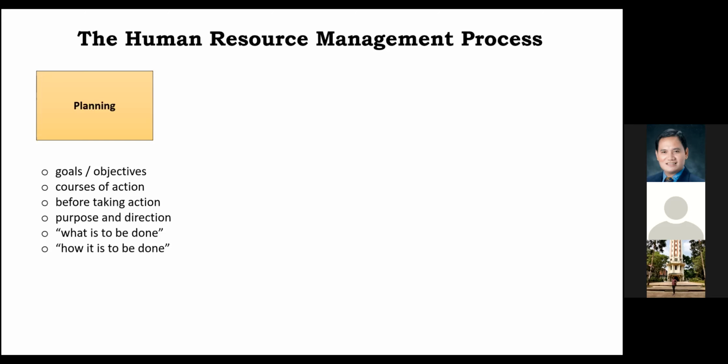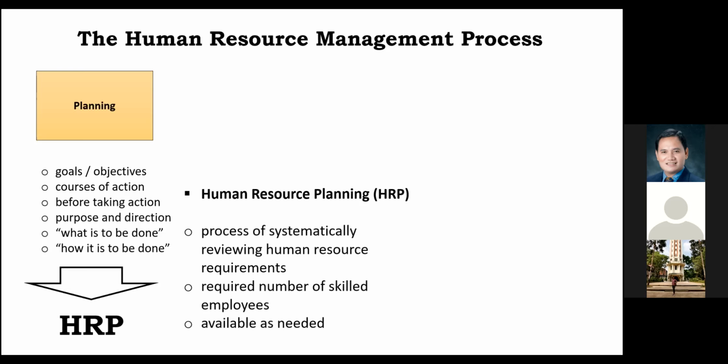So how does this planning apply to human resource management? We have HRP, human resource planning. What is human resource planning? It is a process of systematically reviewing human resource requirements so that the required number of skilled employees will be available as we need them. Systematic, that's the keyword. And then the required number of employees. Kailangan natin i-assess ng maigi based on the review. Usually planning starts with a review.